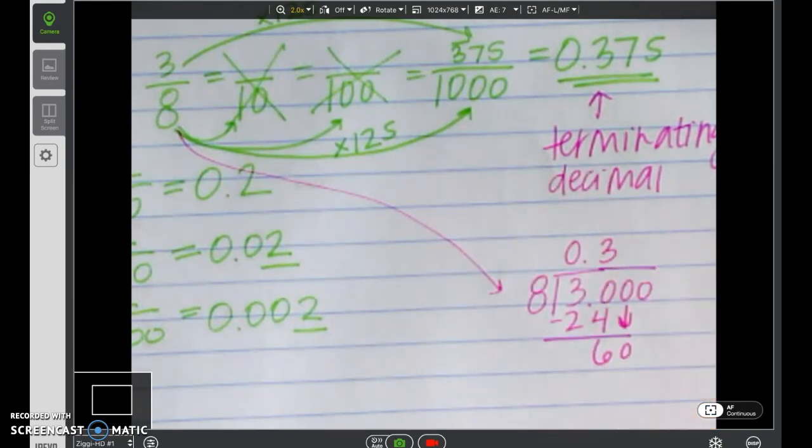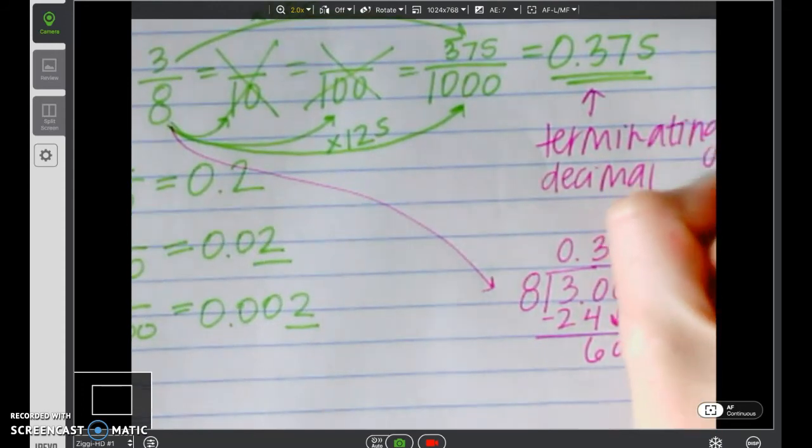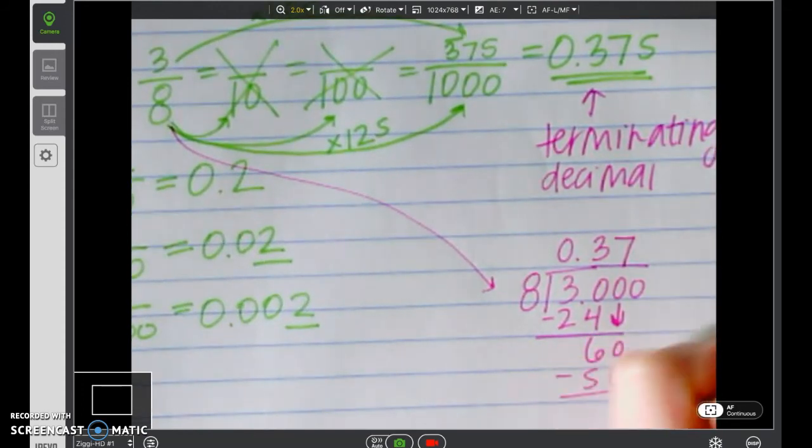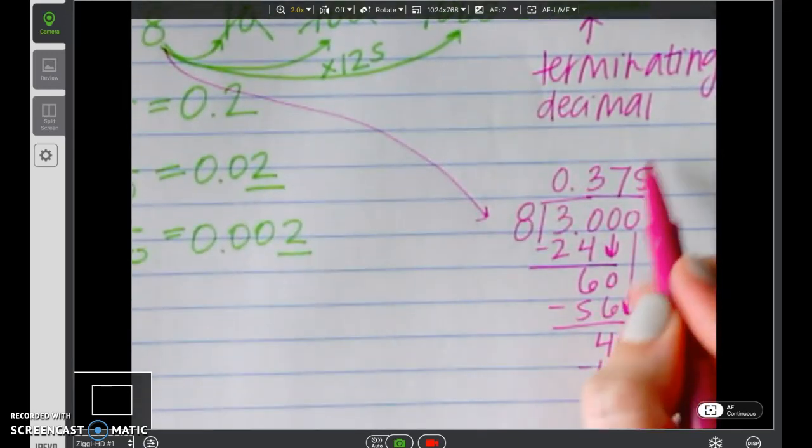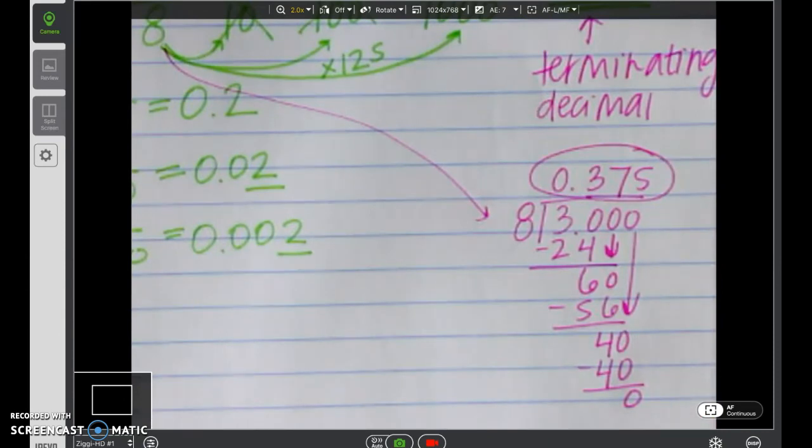Bring down my 0. 8 goes into 60 7 times. 8 times 7 is 56. I subtract and get 4 and bring down my 0. 8 goes into 40 5 times. 8 times 5 is 40. Subtract and get a remainder of 0, which tells me this is a terminating decimal. Okay, so that is our first example.